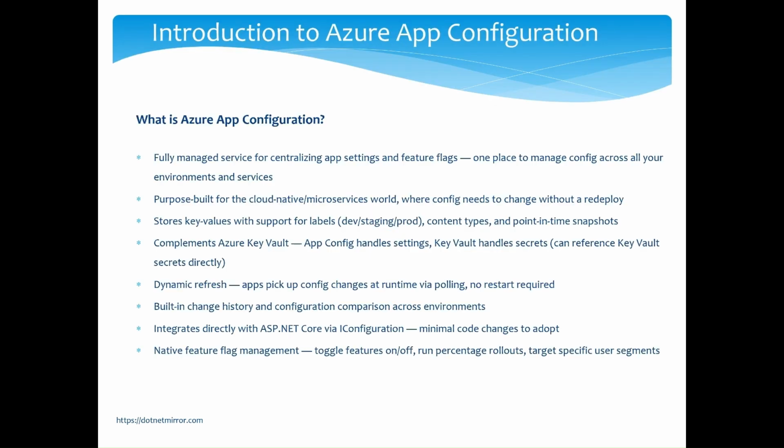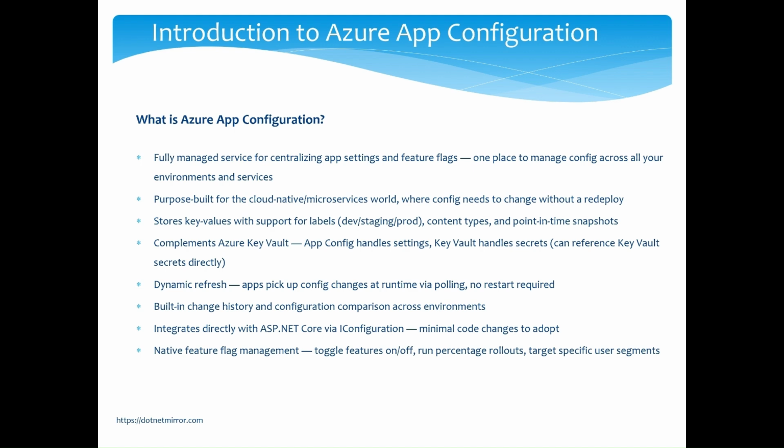So, what is Azure App Configuration? Think of it as a single source of truth for all your application settings. When you have five microservices, you don't want five separate appsettings.json files scattered everywhere, creating configuration drift. But it's more than just a key-value store. The two biggest superpowers are dynamic refresh and feature flags. Dynamic refresh allows your application to poll Azure for changes and update its internal configuration at runtime. No IIS restart, no container rebuild.